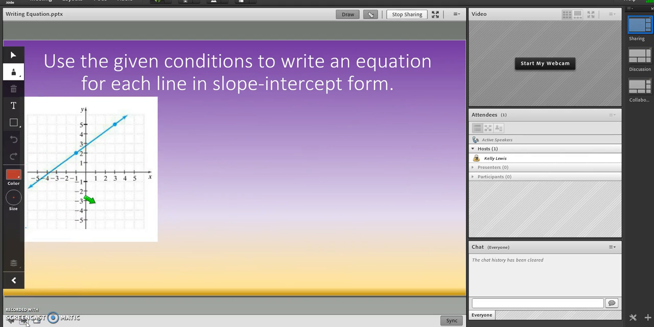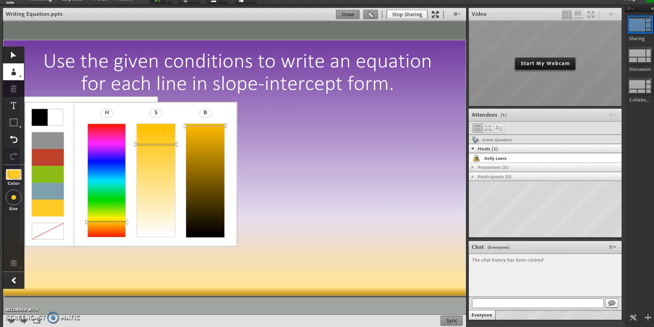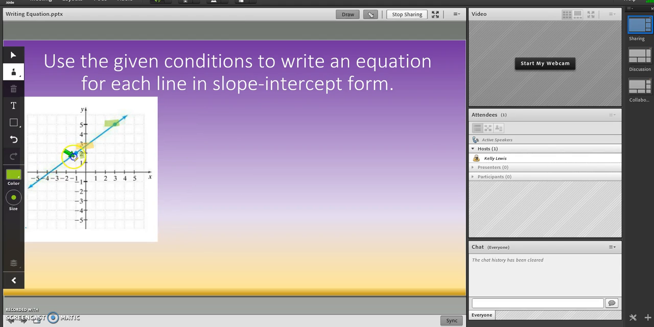All right, let's do another one. We have this line, and we don't know exactly what that is right there. It could be 2.75, it could be 2.8, it could be 2.821. I don't know what that is. But because we don't know exactly what it is, we're going to use this point and this point to find the slope, and then we'll use one of the points to find the y-intercept.